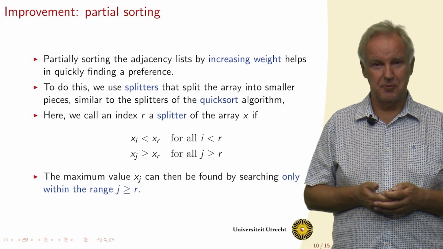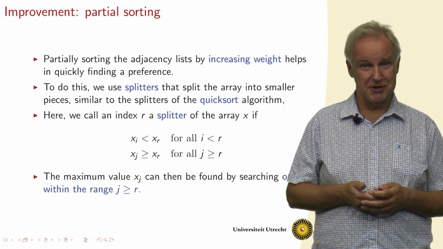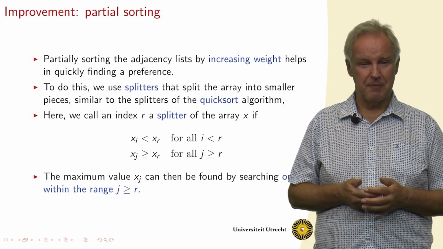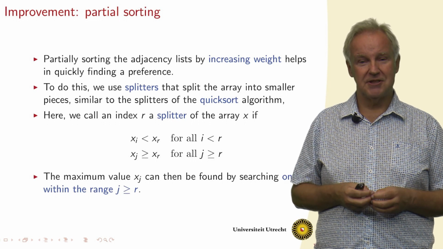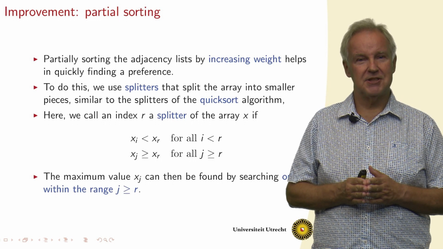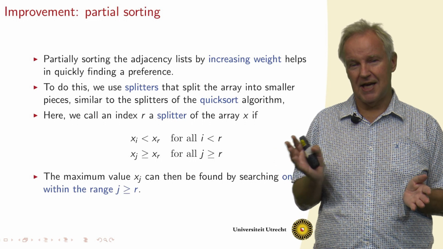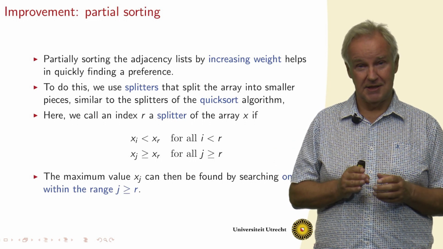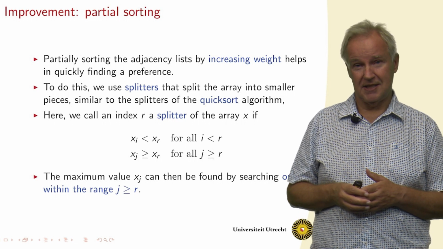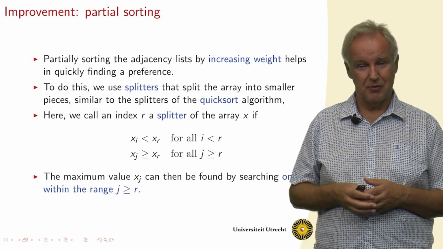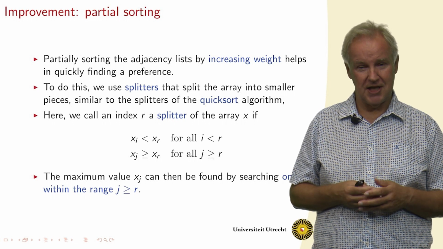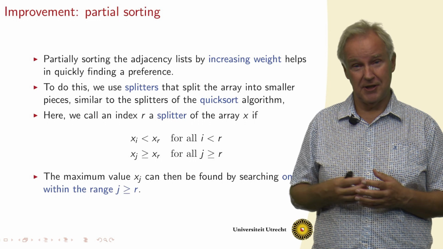A little trick to improve the speed of searching for the preference is to do partial sorting. So what is partial sorting? We have an adjacency list. We take a random value and we split the list into everything smaller and larger than this random value. And that value is a splitter. So xi is less than xr for all i less than r, and xj is larger for all j larger than or equal to r.